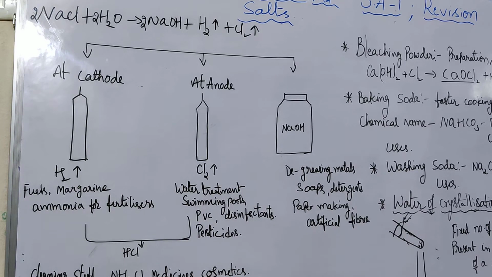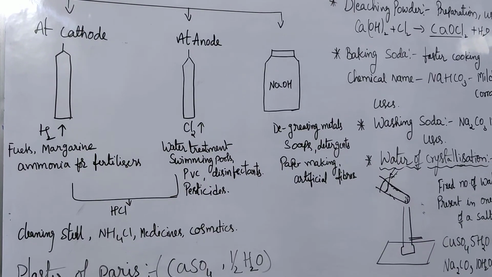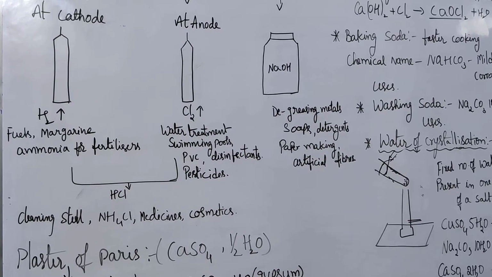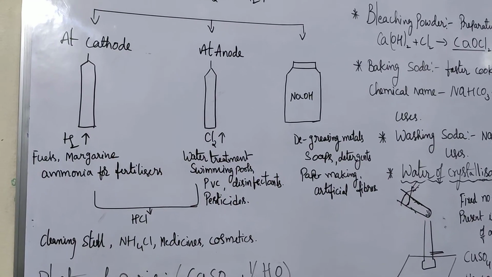Hydrogen gas is used for fuels, margarine, and the preparation of ammonia for fertilizers. Chlorine gas is used in water treatment, swimming pools, PVC, disinfectants and pesticides. Sodium hydroxide is used for degreasing metals, and in soaps, detergents, paper making and artificial fibers. When hydrogen and chlorine gases combine, we get hydrochloric acid, which is used in cleaning steel, in the preparation of ammonium chloride, medicines and cosmetics.